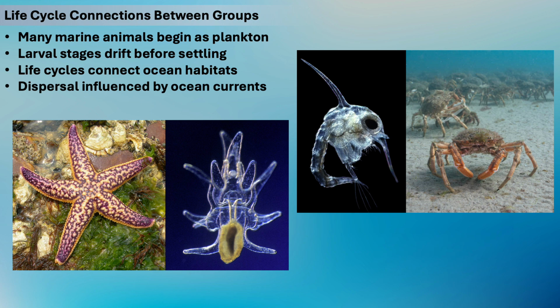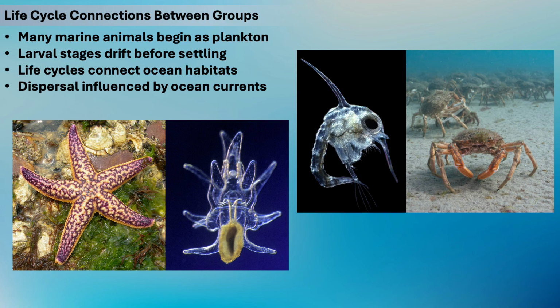This life cycle strategy provides important ecological advantages. By spending part of their life drifting in the plankton, organisms can disperse far from their place of origin. Ocean currents can transport larvae across considerable distances, sometimes hundreds or even thousands of kilometers. This dispersal helps species colonize new habitats and maintain genetic connections between populations that may be separated geographically. Without this dispersal stage, many marine species would be far more limited in their geographic range.